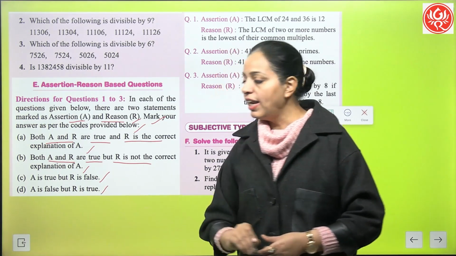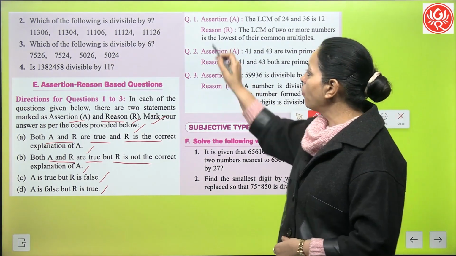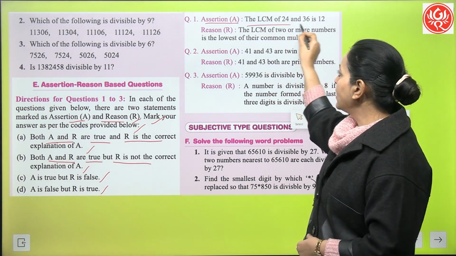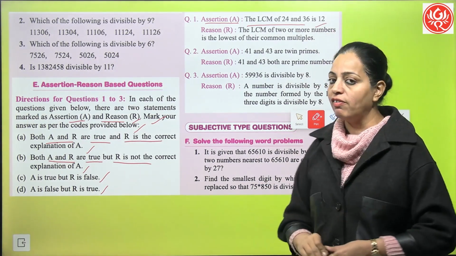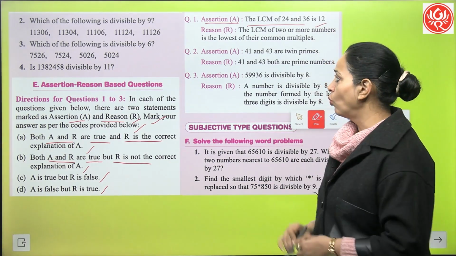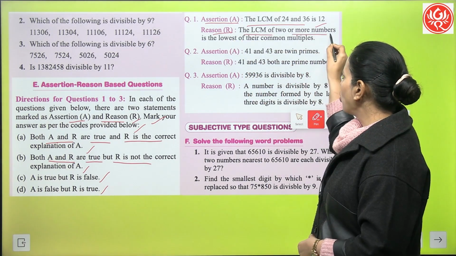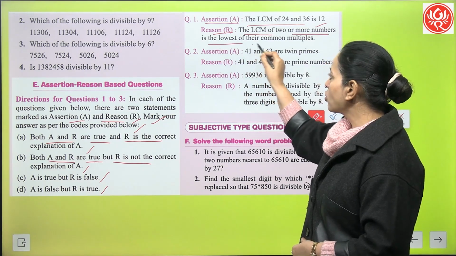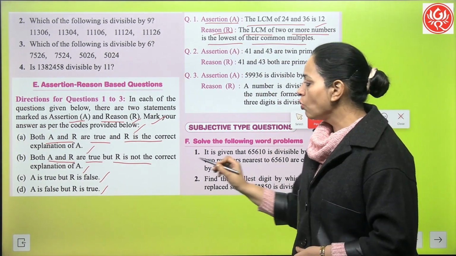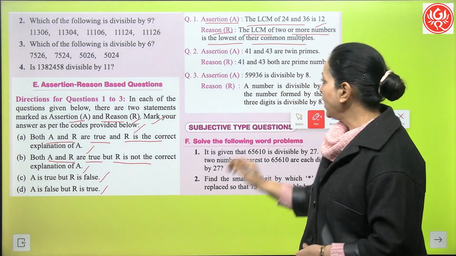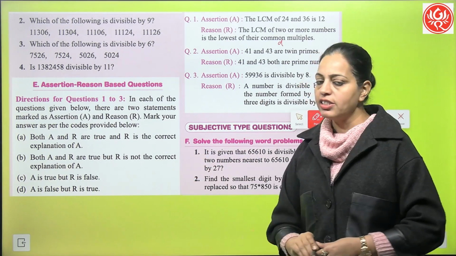And D part, A is false but R is true. So now question number 1, assertion A. The LCM of 24 and 36 is 12. Is this right? No, this is false. Reason R. The LCM of two or more numbers is the lowest of their common multiples. This statement is true. So what will you write? You will write D option. A is false but R is true.